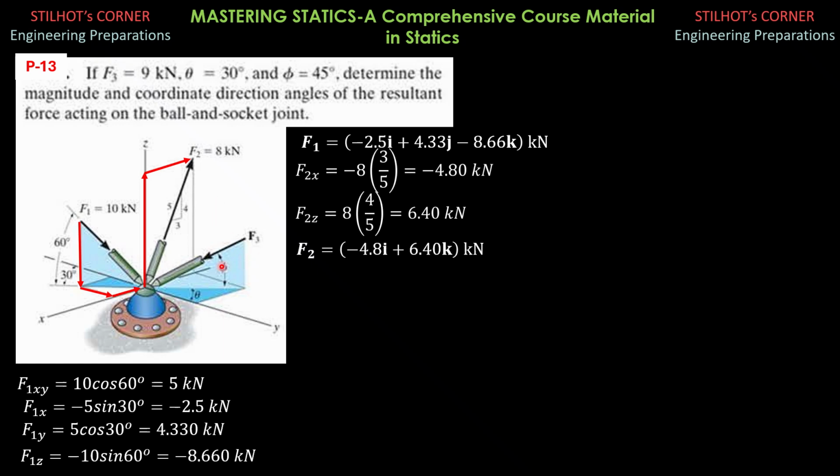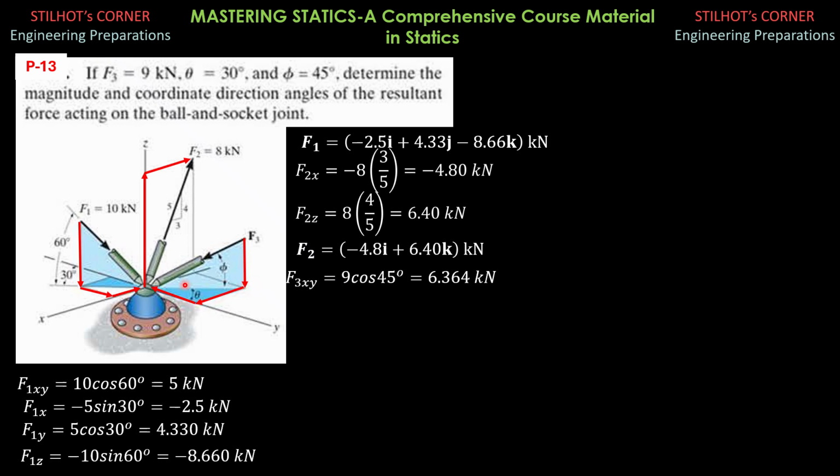Then finally, this F3 here, which is going to this point, these are the components going down, going forward, then going to the left. So going forward, positive x component. But before that, let's solve for this adjacent side, which lies on the XY plane, and that is 9 cosine of this angle, which is 45. So F3xy is 9 cosine 45 degrees, and that's 6.364 kilonewtons.